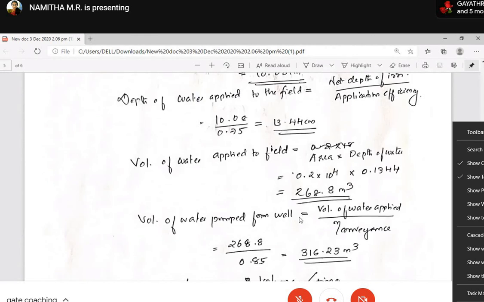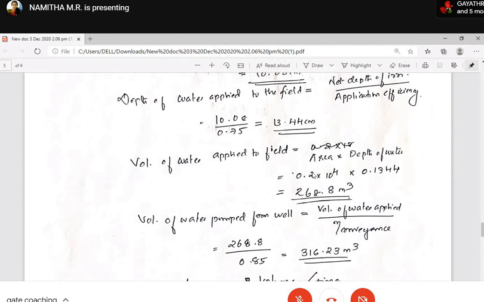Okay. Now, this water is actually pumped. We are pumping this water, and we have to find the efficiency of the power of the pump. While it is pumped, the water has to move through some pipelines. That is, there is a conveyance system there. They have given that the efficiency of the conveyance system is 85%.